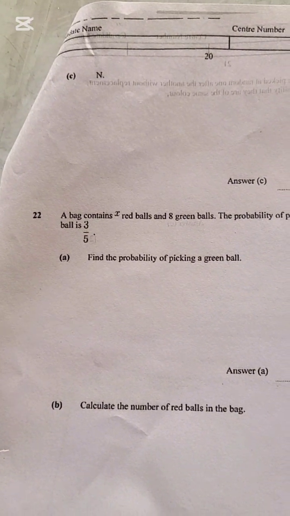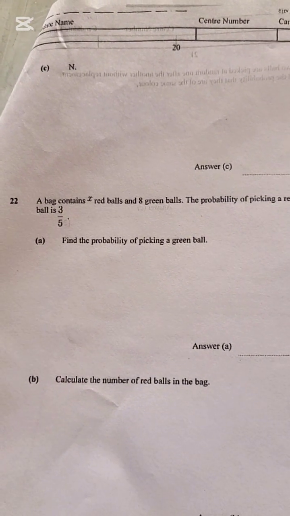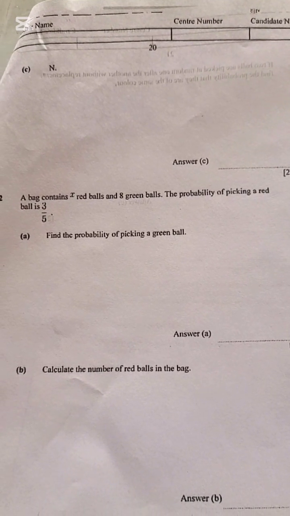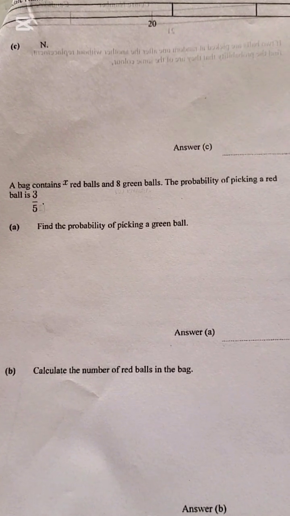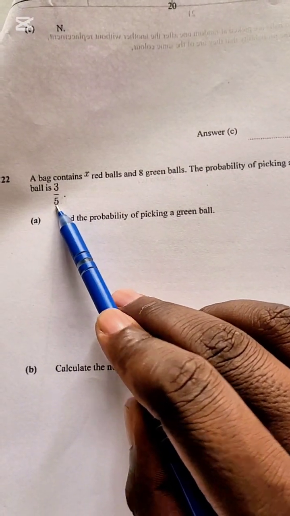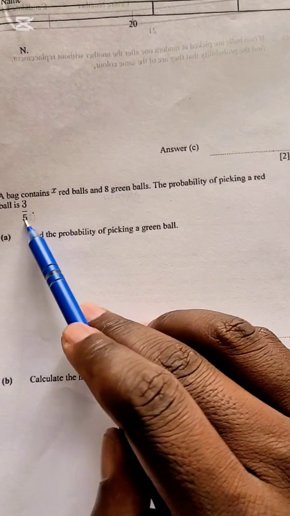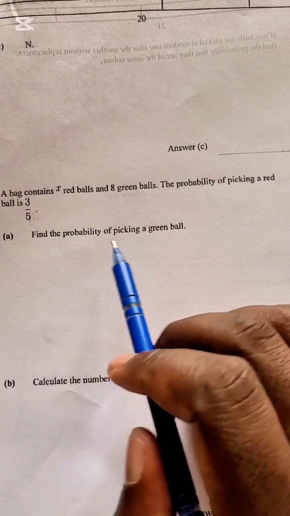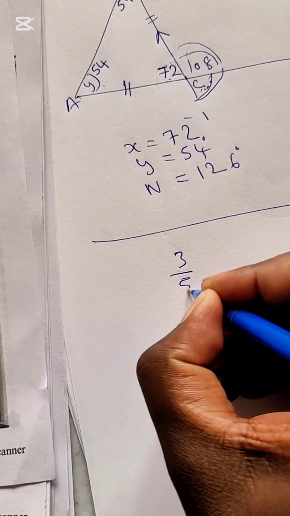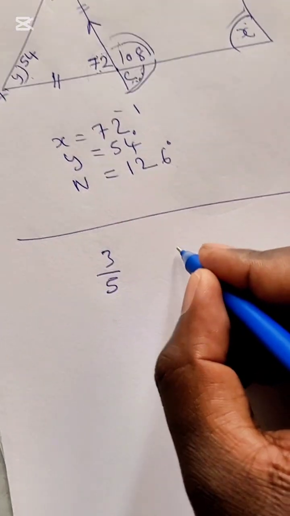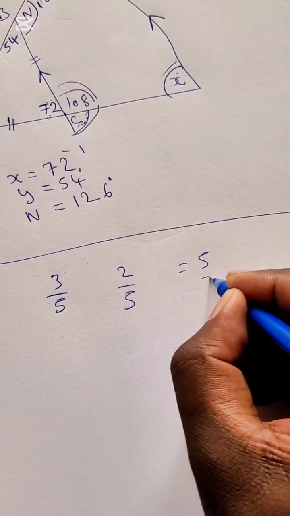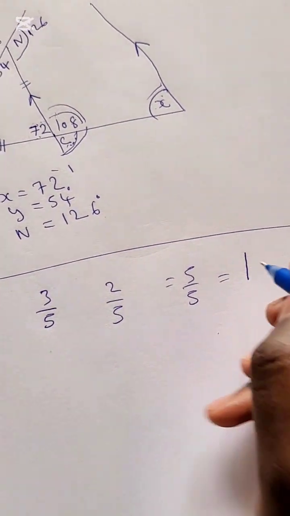Question number 22. A bag contains X red balls and 8 green balls. The probability of picking a red ball is 3 over 5. Find the probability of picking a green ball. So that's the total of 5. And our probability of picking a red is 3 over 5. What about the probability of picking a green ball? So the probability of picking a green ball will be 2 over 5. If we add this ratio, we get 5 over 5, and that is 1.